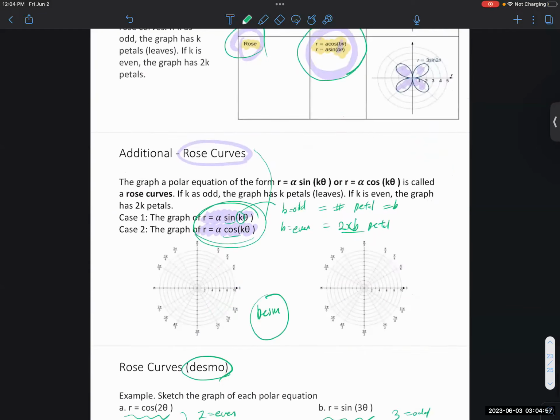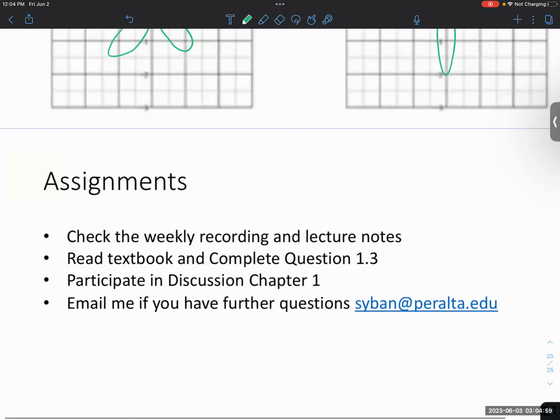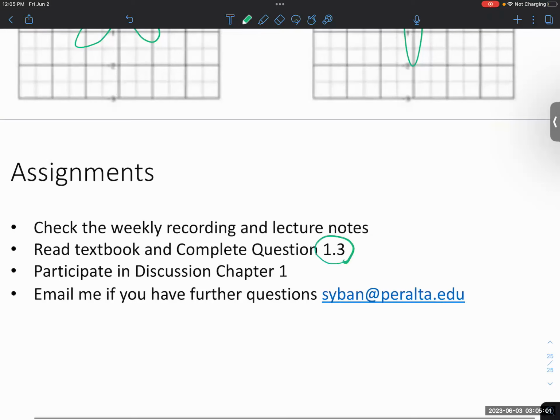So this 1.3, yes, we finished all the polar coordinate system. So go back to the first slide: what the polar coordinate system means, and then how to convert, how to graph it, and how to understand the unique shapes of the polar functions. So that's all about it.